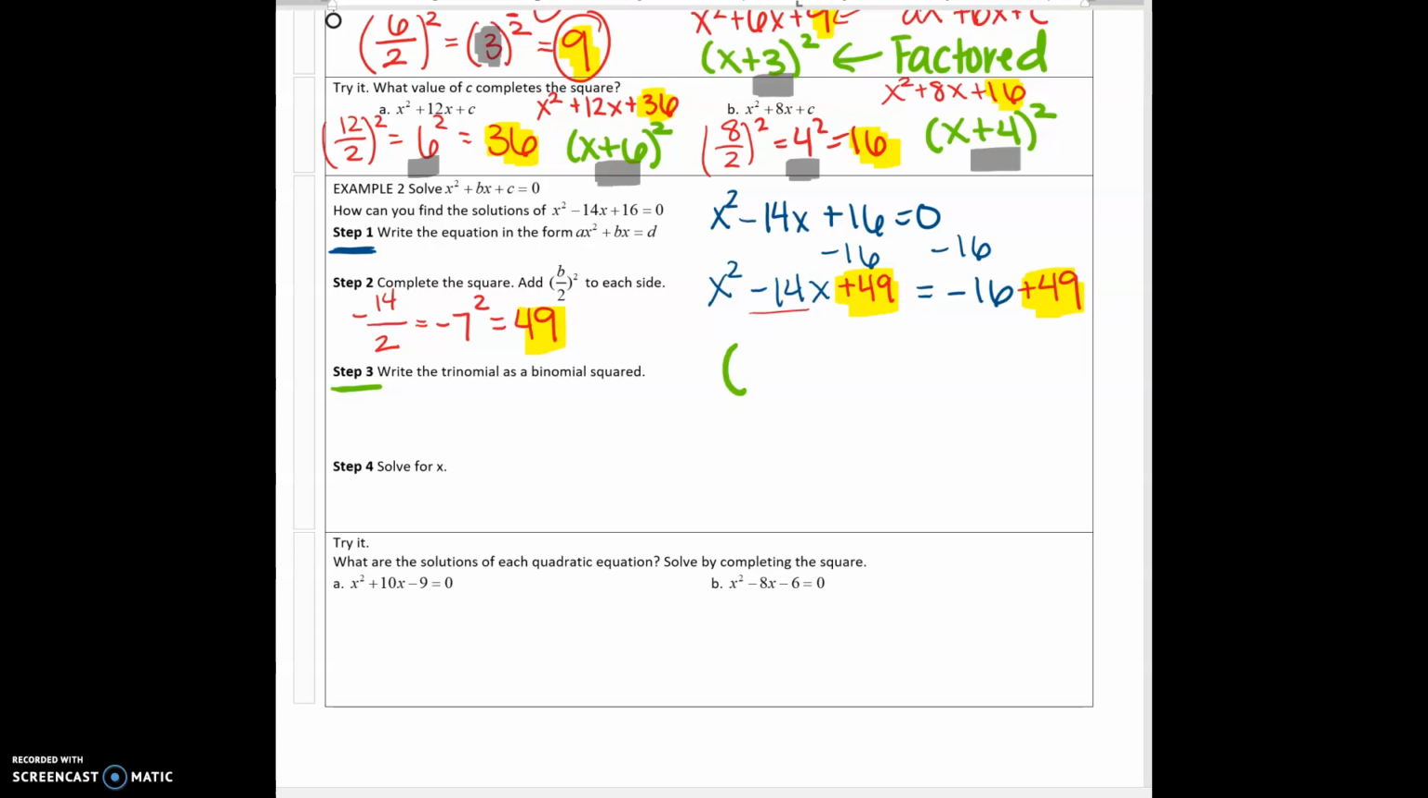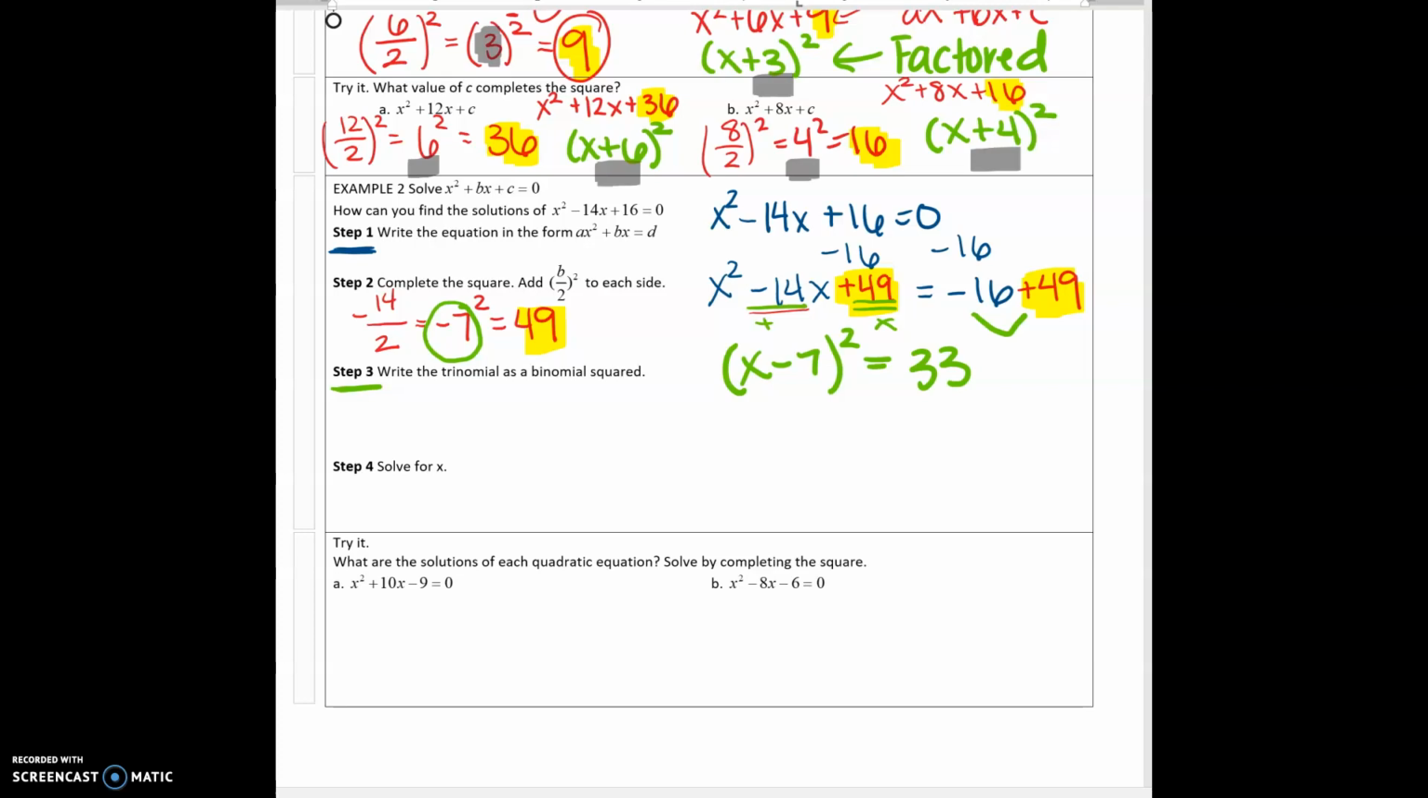So we said the pattern was we take this number right here, and that's what goes inside. So minus 7 squared. And then go ahead and combine these. So negative 16 plus 49, which gives us 33. So that's writing the trinomial as a binomial squared, meaning a perfect square here. So if you don't see this pattern or don't understand it, you can also think, okay, what multiplies to 49 and adds to negative 14, and go through that factoring process as well.